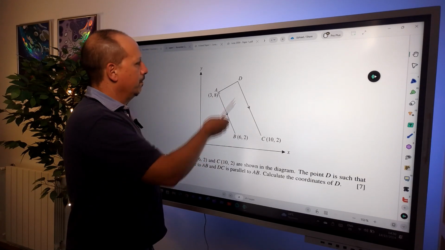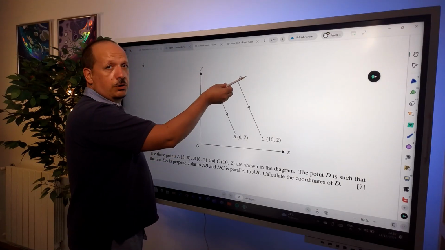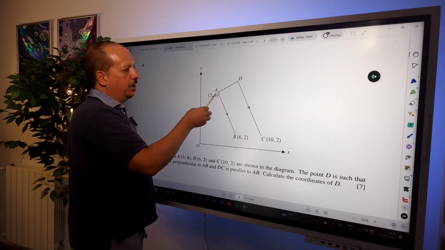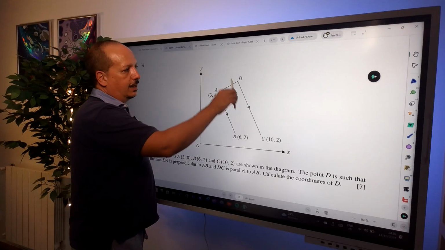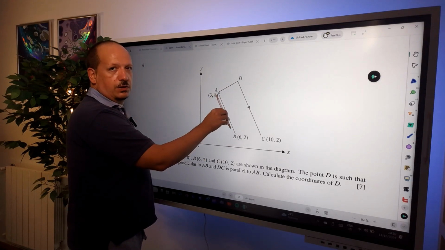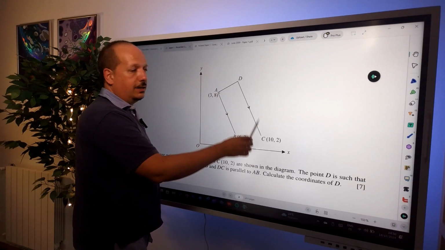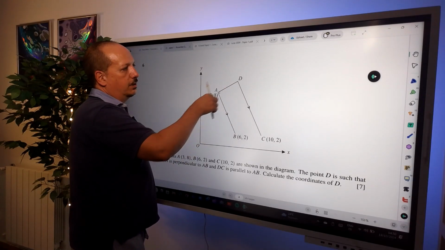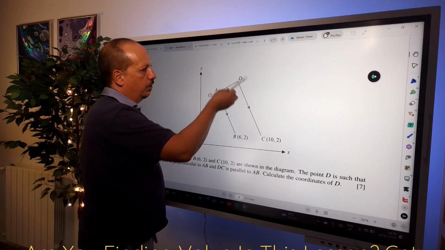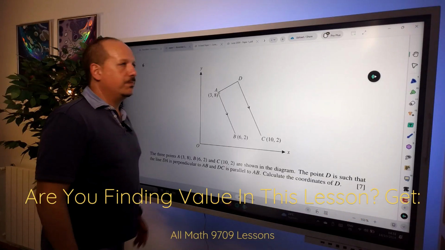Again, in a nutshell, get the equation of this one because it's perpendicular, use this point to get it. Get the equation of this one because it's parallel to this one. You have this point to get it. Once you have both, do simultaneous equations or equal one to the other to get the coordinates of D. Right?